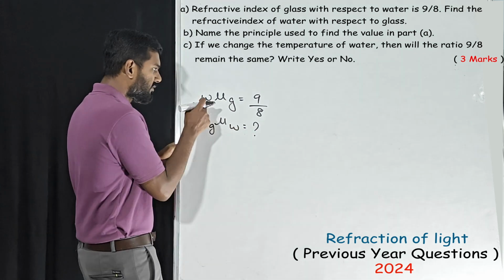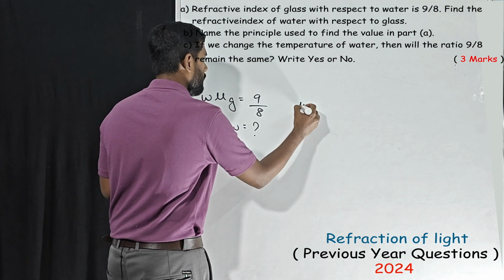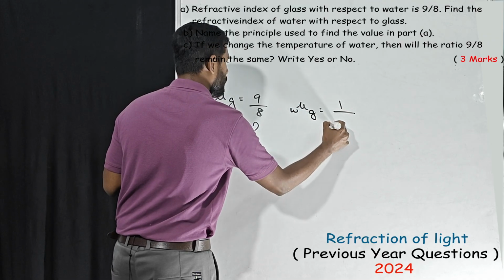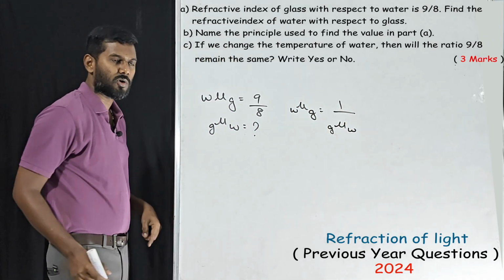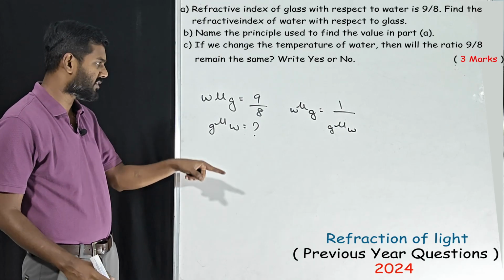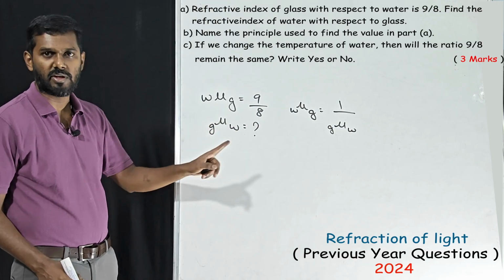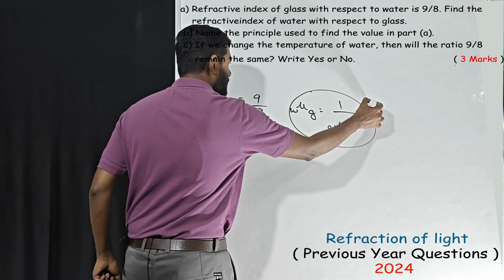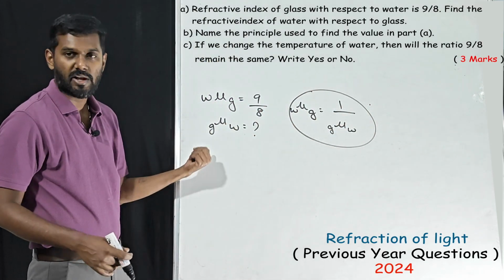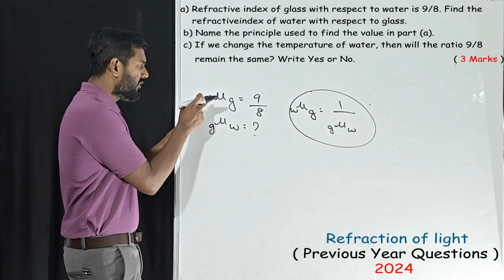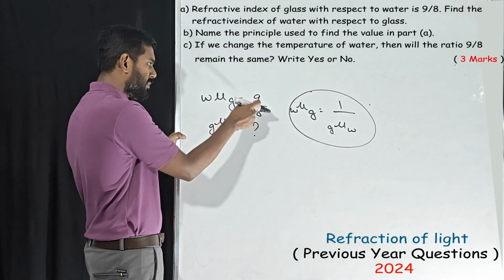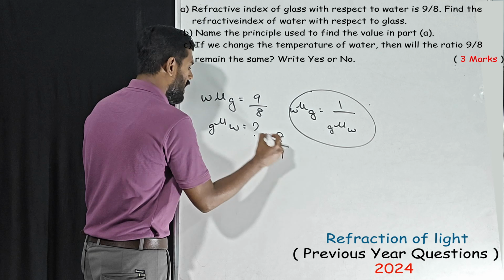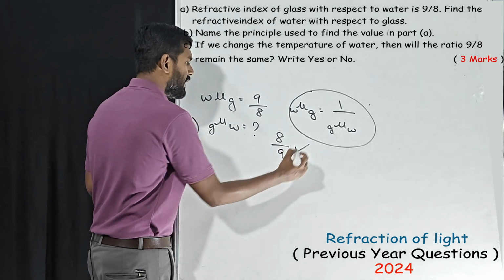What is the answer? We know G is 1 by mu GW. These two are inversely proportional, so the answer will be the reciprocal of this one. In one of the videos we have learnt this, so you don't have to show all these things. This is the relation, and using this relation we are answering it, correct? So if W mu G is 9/8, G mu W will be 8/9. The answer for the first question is 8/9.